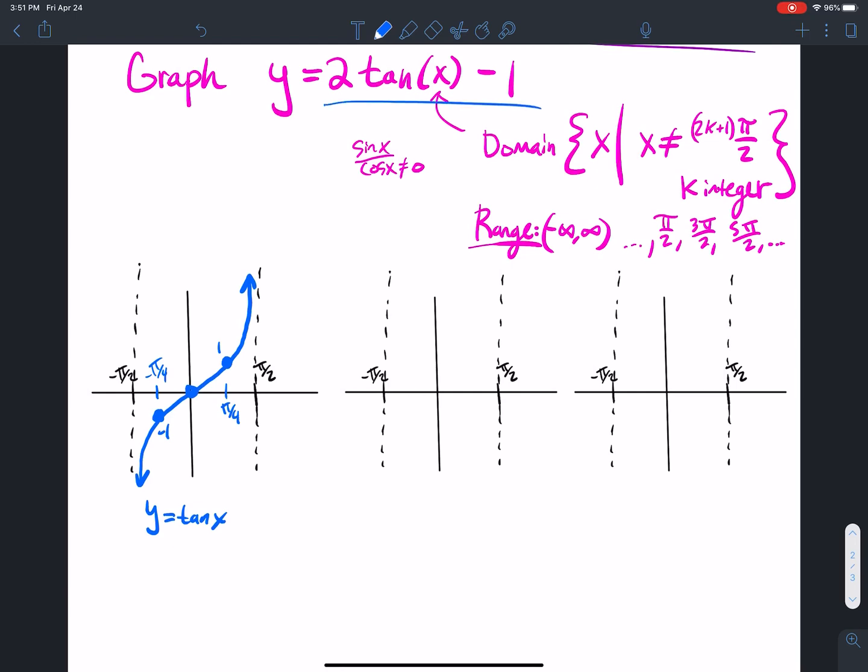So next I'm going to do 2 times tangent. So this is y equals 2 times tangent x. So 0 is still at 0. But whenever I plug in pi over 4, I'm not going to get 1 anymore. I'm going to get 2. It's going to be double. And so it's shooting up even faster. Okay? And then same thing here. I'm not going to get negative 1, I'm actually going to get negative 2. So it's going down even quicker down this way. Okay?